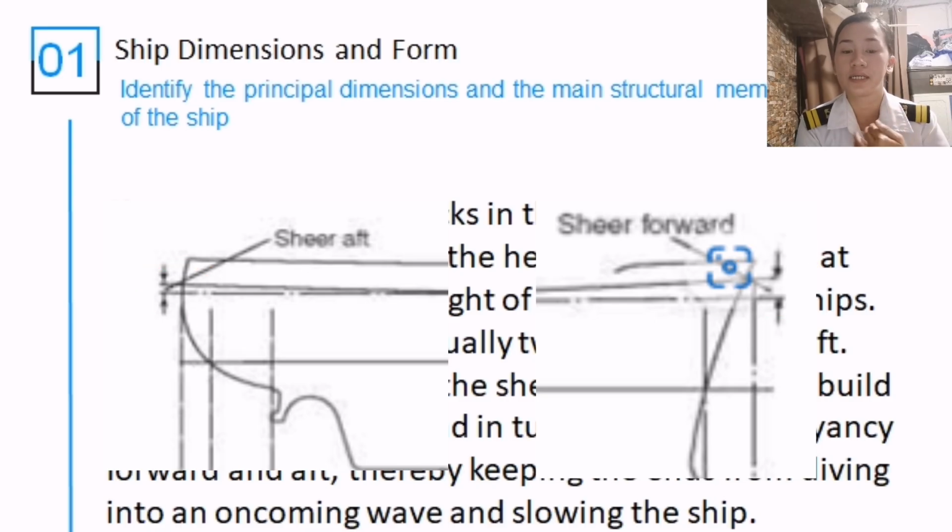It's because it increases the buoyancy of the forward and aft, thereby keeping the ends from diving into the oncoming wave and slowing the ship. Now, tungod daw ang forward musugat sa wave, so it's important daw nga mas taas ang shear forward kaysa sa shear aft because it will increase the buoyancy of our vessel.